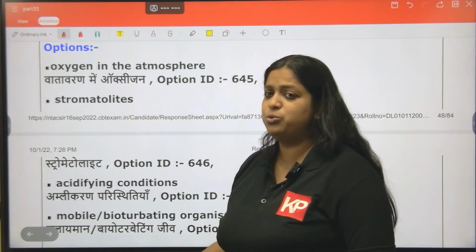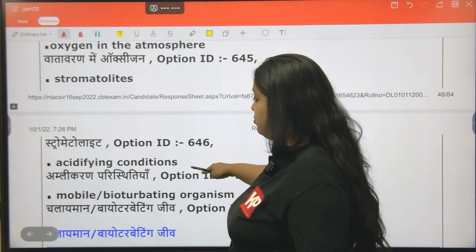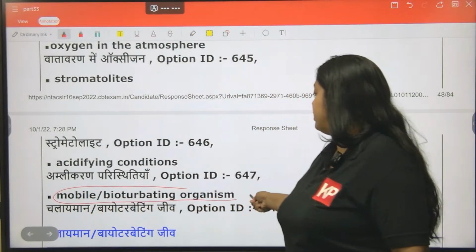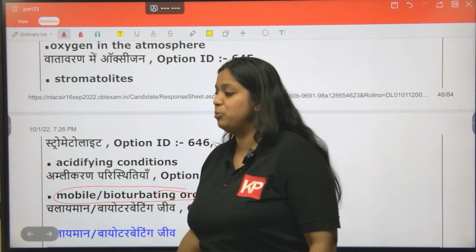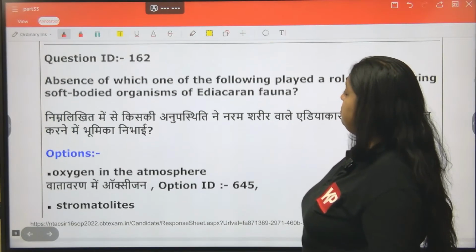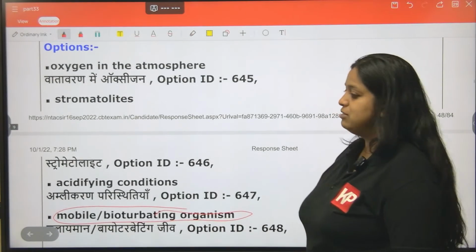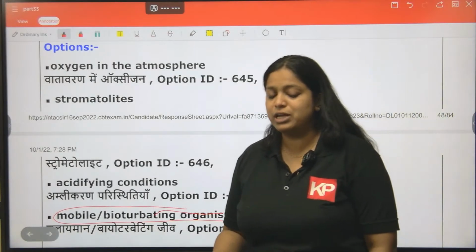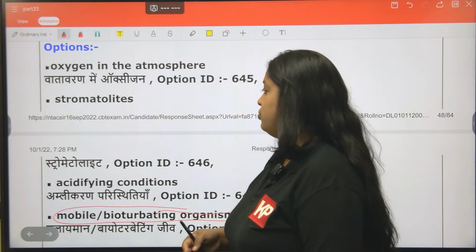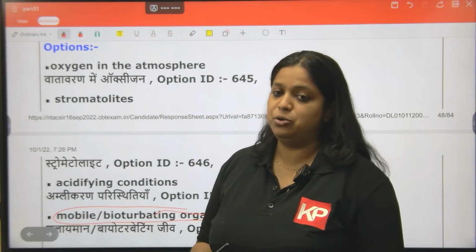Stromatolites were present during the formation of Ediacaran fauna. Acidifying conditions also existed. But this is the option: if the organisms were bioturbating or mobile, absence of this particular feature helped in the raw preservation of soft-bodied organisms. In the Ediacaran fauna, most of the organisms were not mobile, and they were not bioturbating either.